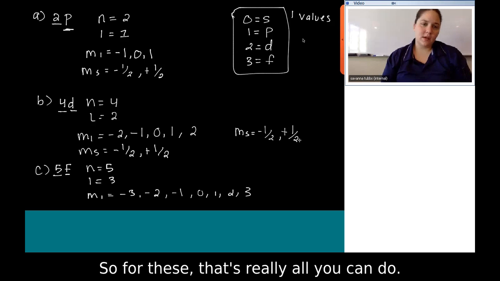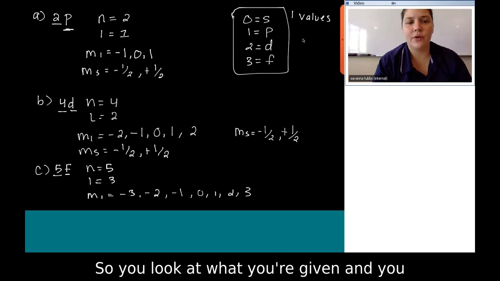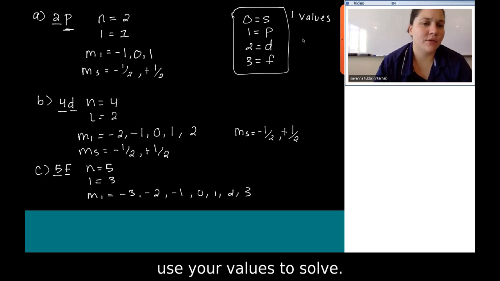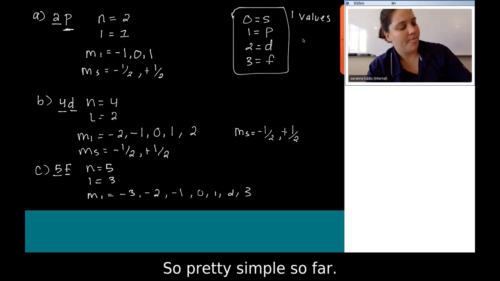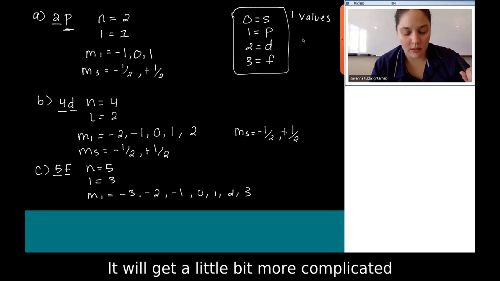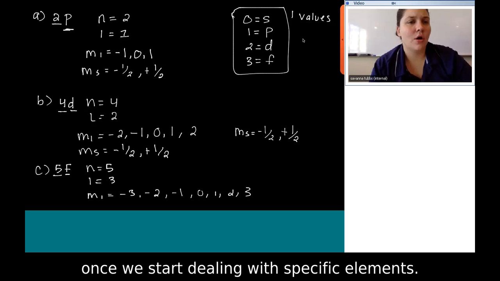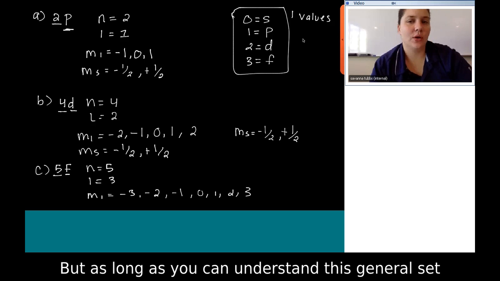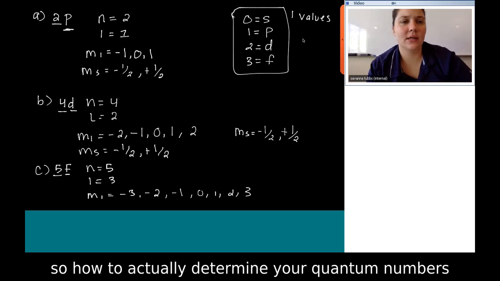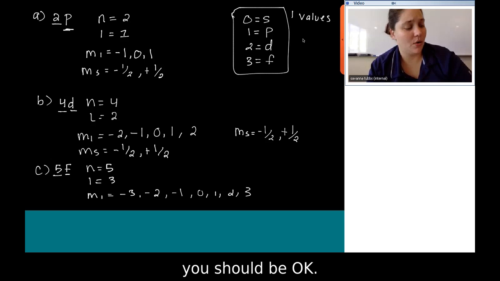So for these, that's really all you can do. You look at what you're given and you use your values to solve. So pretty simple so far. It will get a little bit more complicated once we start dealing with specific elements. But as long as you can understand this general setup, so how to actually determine your quantum numbers like this, you should be okay.